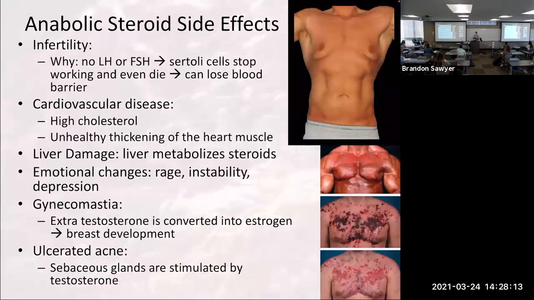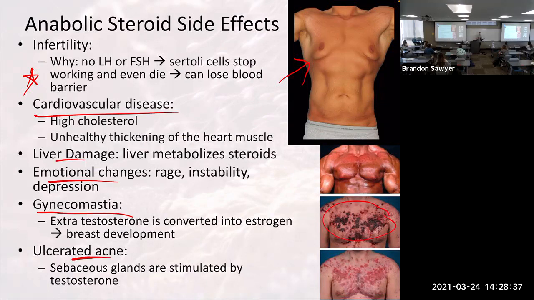And these are just a bunch of side effects of anabolic steroid use, and that's the one I just explained there. Cardiovascular disease, there's too much growth of the heart, as well as cholesterol, incredible acne, ulcerated acne. Gynecomastia is the one I mentioned before, which is breast growth in males, which is shown here. Emotional changes, liver damage, and that incredible acne, just to name a few of those side effects.